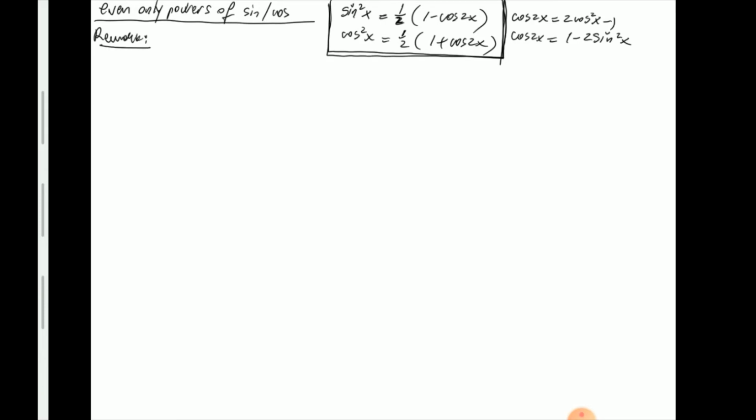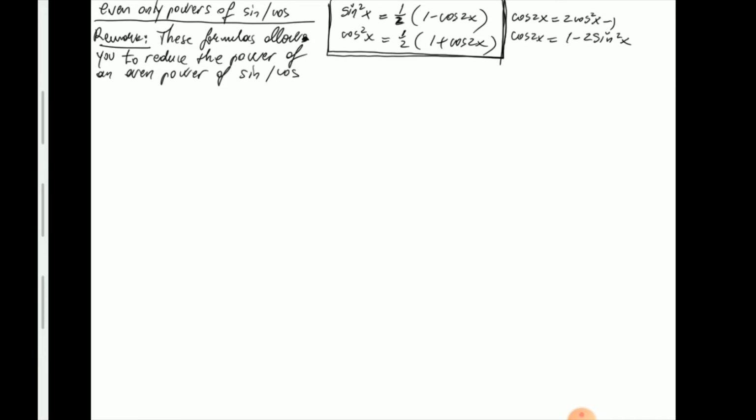These formulas allow you, actually, right? It's a plural. So these formulas allow you to reduce the power of an even power of sine and cosine. So basically, by applying these formulas repeatedly if necessary, you can end up in a situation that you know how to integrate.